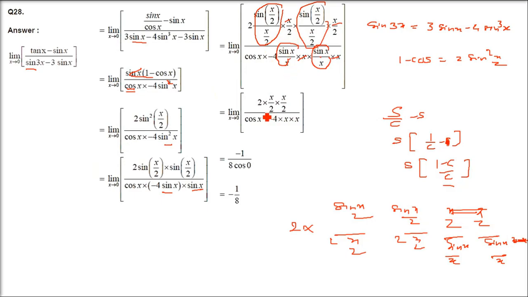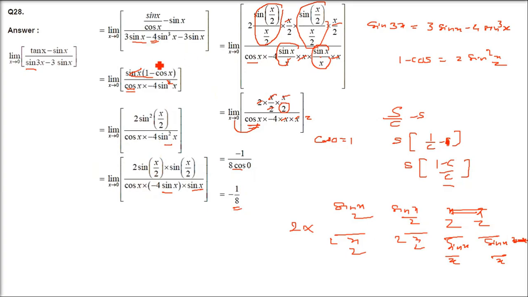So what do you get? 2 x by 2 and x by 2, cos x is there. And as I said, minus 4 was already there. So from here you see x gets cancelled, which we already cancelled. 2 gets cancelled. It will be 1 by 2 in the denominator. And this minus 4 was there in the denominator, 2 is also in the denominator. What about this cos x? We are applying the limit here. Cos 0 is 1. So we have minus 1 by 8 as the answer.